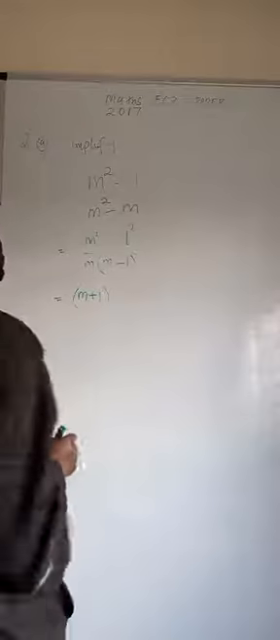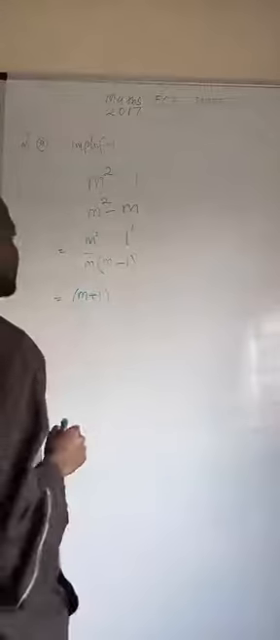Are you understanding? So M plus 1, you pick it, you put it in brackets. And then what you have? M plus 1, you pick one M, you put plus 1. Again, the other M that remained, M minus 1, which had remained. It's a difference of two squares. And then it's M down here, M minus 1.